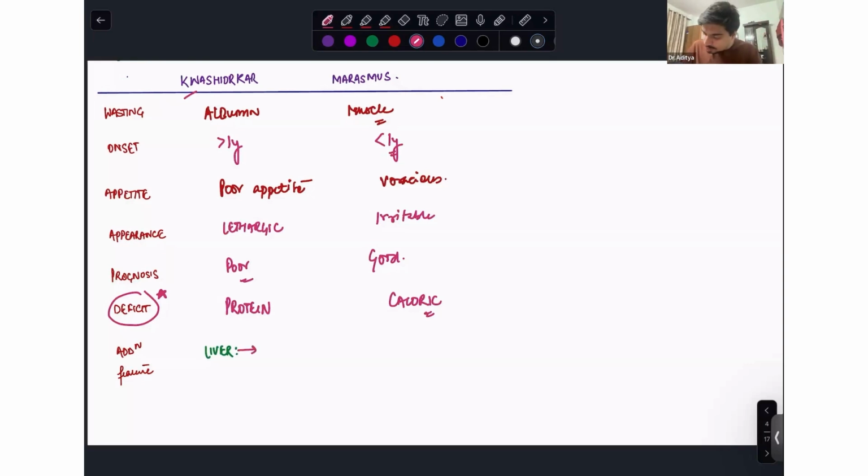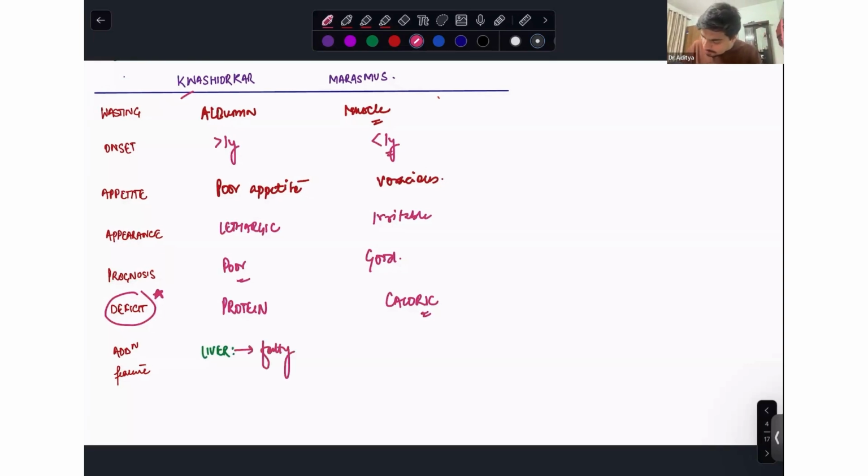Coming to additional features, in Kwashiorkor, the liver is going to be a little bit fatty, which is not the case as far as marasmus is concerned. All right. Now, moving on.